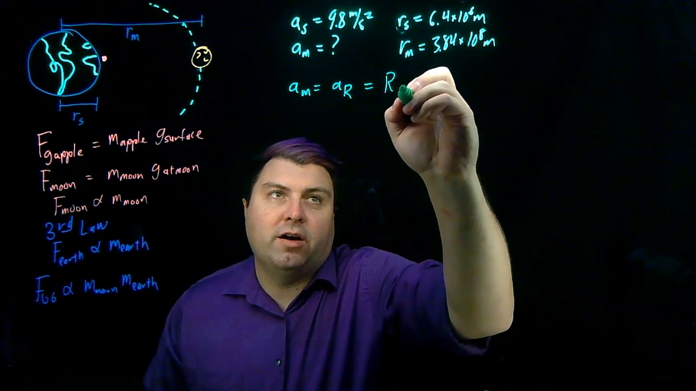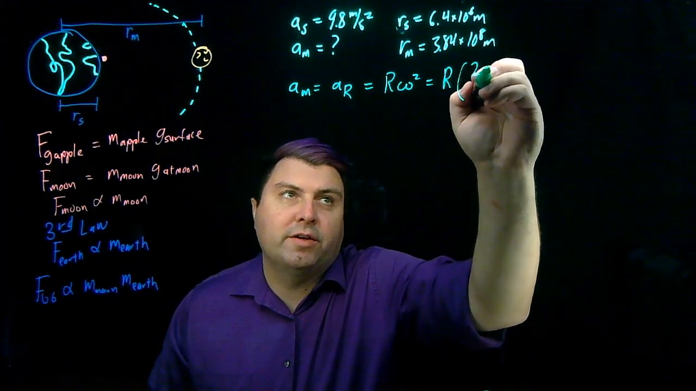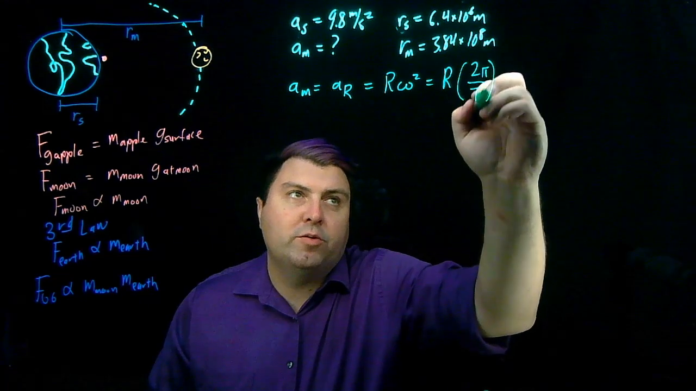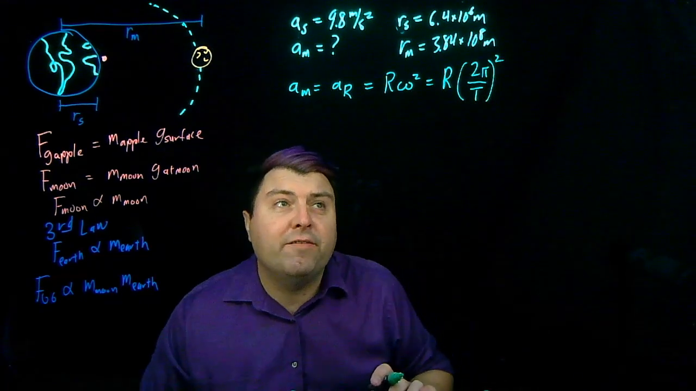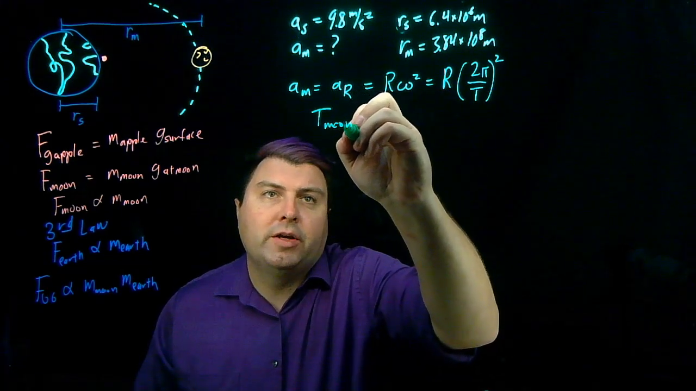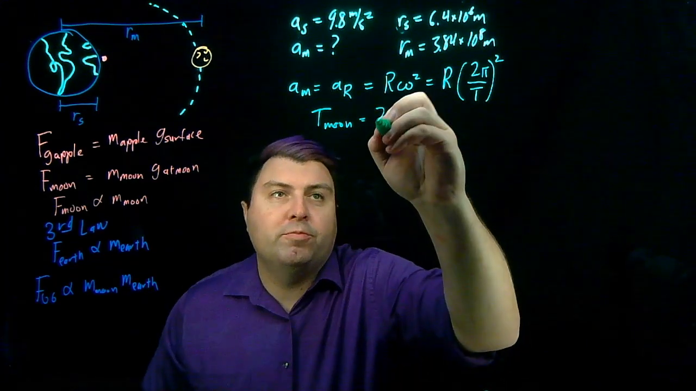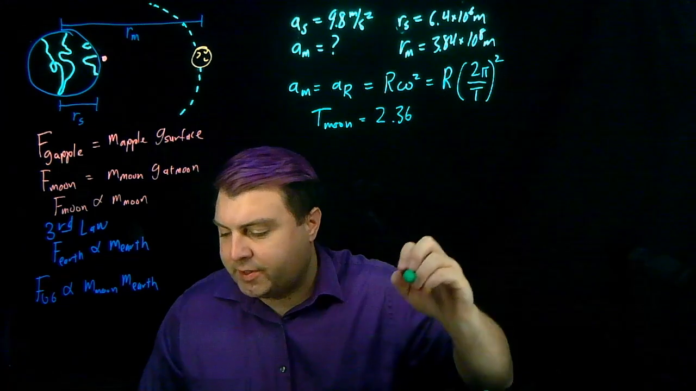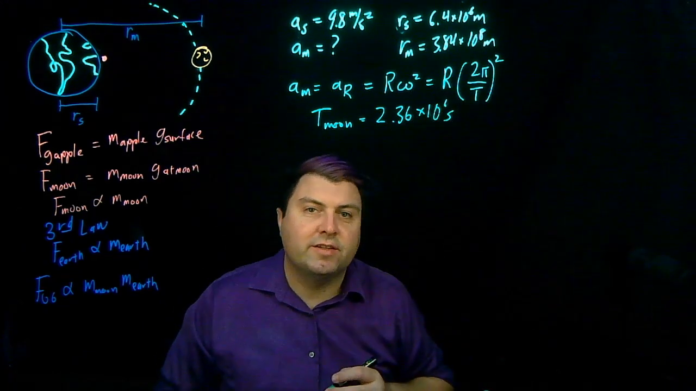So this would be r omega squared, or r times 2 pi over capital T squared. So if we have this, we know the period of the moon. We've been able to measure it quite well. Here we have that it's 2.36 to 3 sig figs times 10 to the 6th seconds.